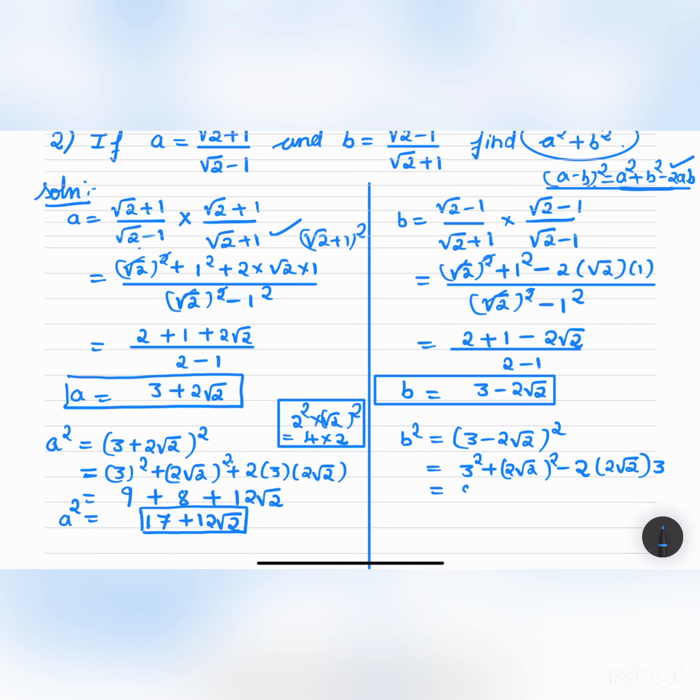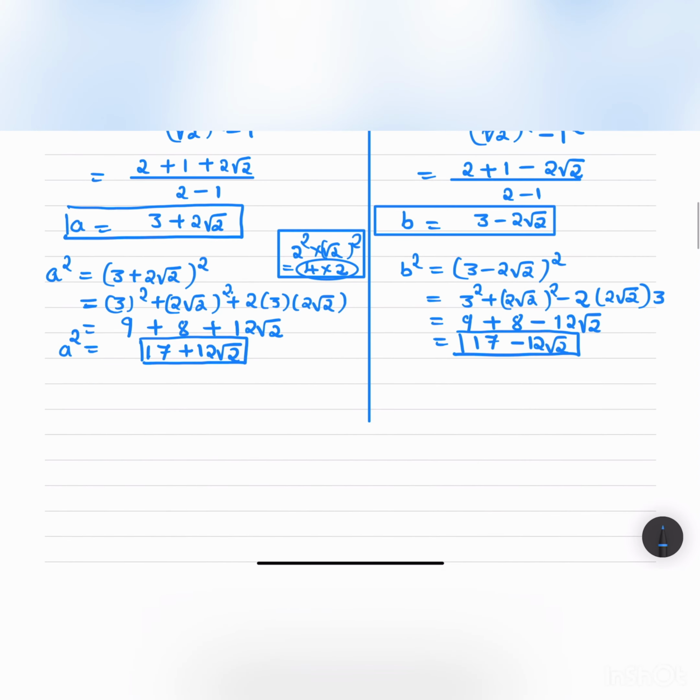Now 3 square is 9, plus 2 root 2 whole square is just the same thing. It will be 4 twos are 8, minus this is 12 root 2, and we'll have 17 minus 12 root 2. Now we are supposed to find out a square plus b square. Let us take this a square plus b square.